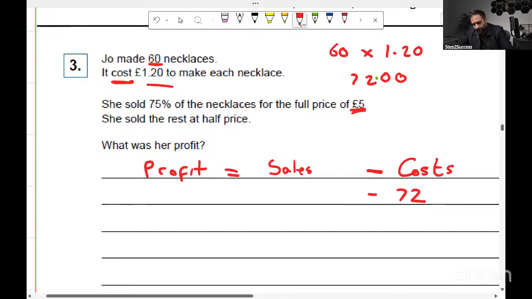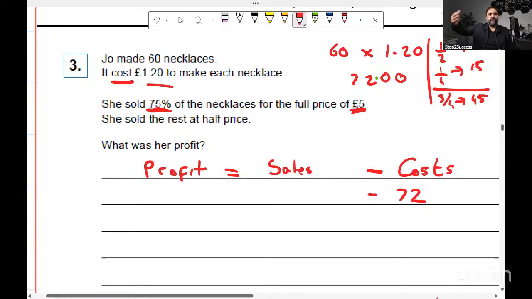So what you could do is work out half. So 50% is a half, right? So half the necklaces is 30 necklaces. Half of that again, which is a quarter, is 15 necklaces. And a half and a quarter makes three quarters, which is 75%, which is 45. Or you could do it the longer way and do 10%, 5%, and all that stuff. And you should still get to 45.